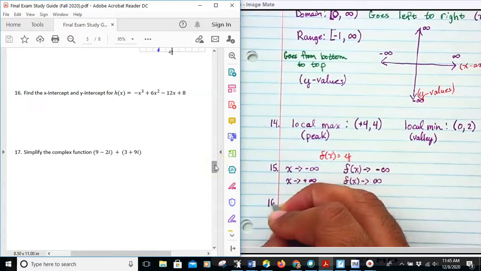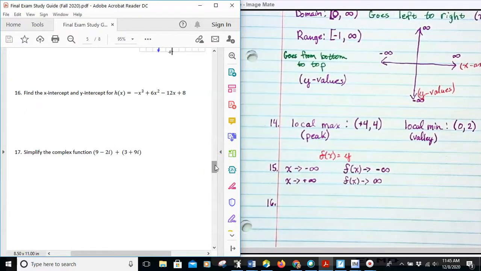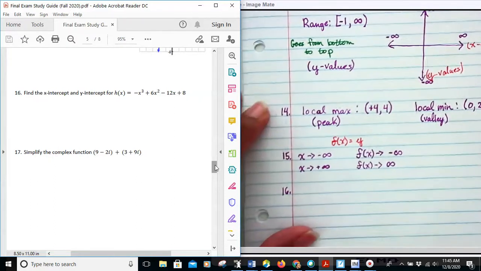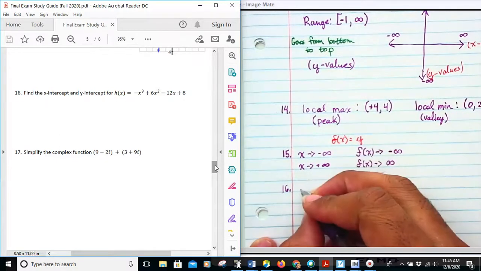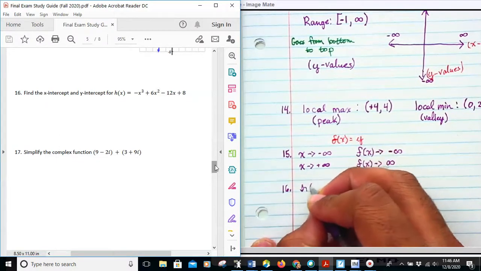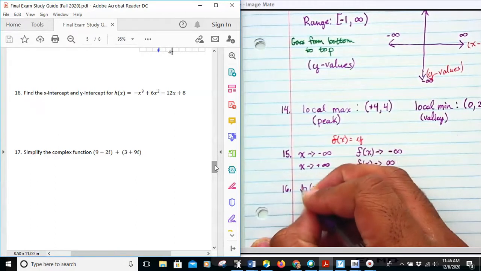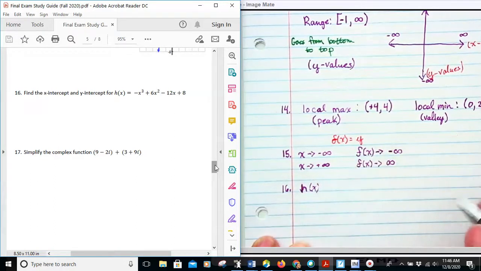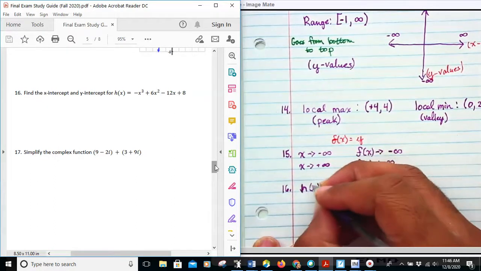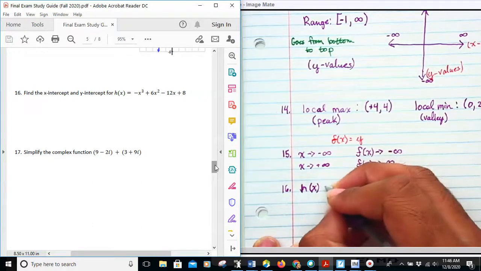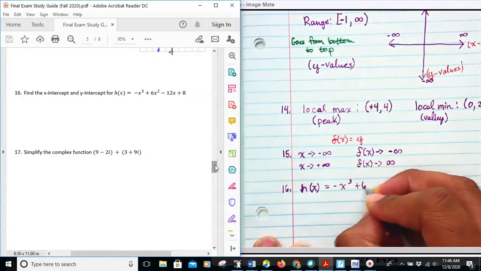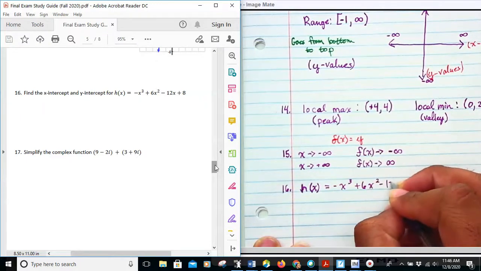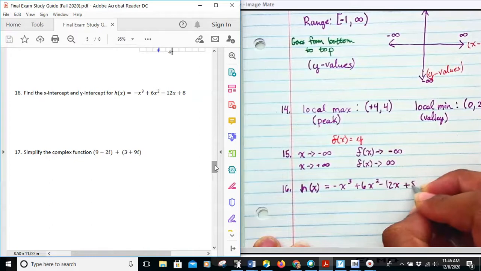Again, we're only doing 10 questions here. So for 16, they give you the function h of x. Oops, that's an h, sorry. It's an h right there. h of x equals negative x cubed plus 6x squared minus 12x plus 8.